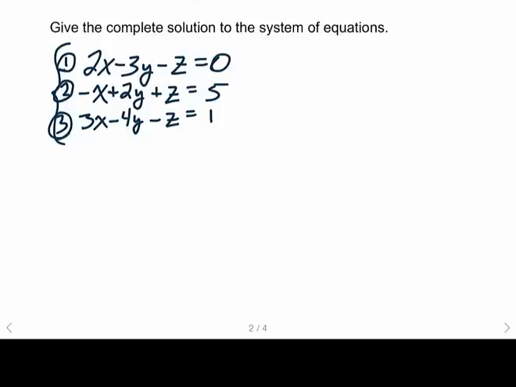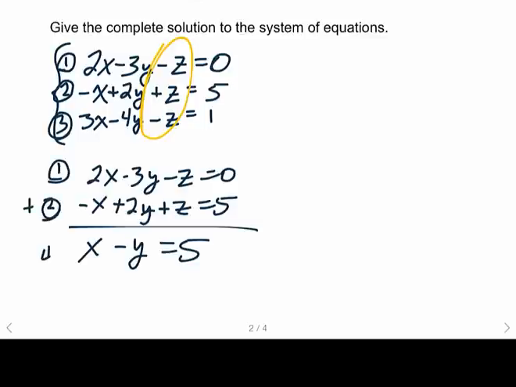I could eliminate the x's. I'd have to multiply to do so. Likewise, the y's. The z's look like they're ready to go. So we're going to take equation 1 and add to it equation 2. And when we do that, we get equation 4, which is x minus y equals 5. Why don't you go ahead and grab equations 2 and 3 and add them together, pause it, and come back.